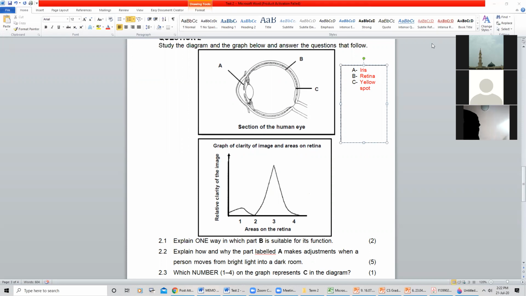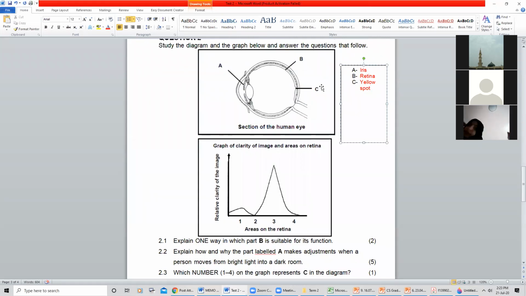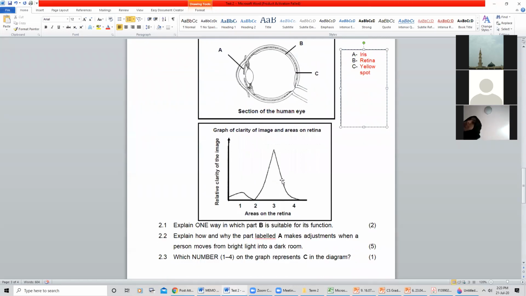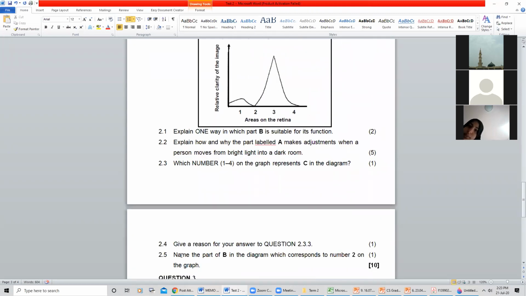Good. The yellow spot is the area with the clearest vision because of a high concentration of cones. That's perfect, right? Okay, so it's for 1 mark and it's just saying give a reason, right? So either one of that would be fine. If it was explain your answer, then it would have been for 2 marks to say that it's the area of the clearest vision. You can see the vision here on the y-axis. It's the highest point. And then why is that the case? Because we know that the yellow spot has the highest concentration of cones.